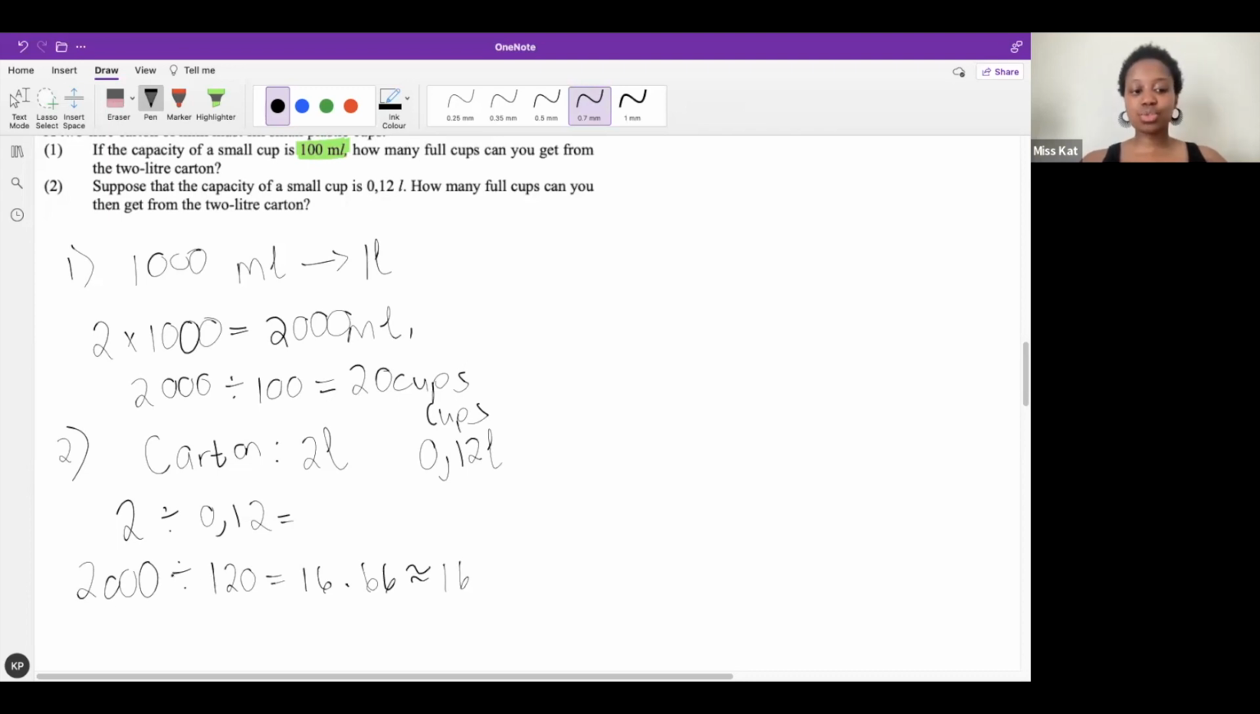And if you do 2 divided by 0.12, you'll see that you're going to get the same thing. You're going to get 16.6 recurring, which we round off to 16. Guys, why do we round it down to 16, even though 6 is bigger than 5? Does anybody else know why we round it down to 16?